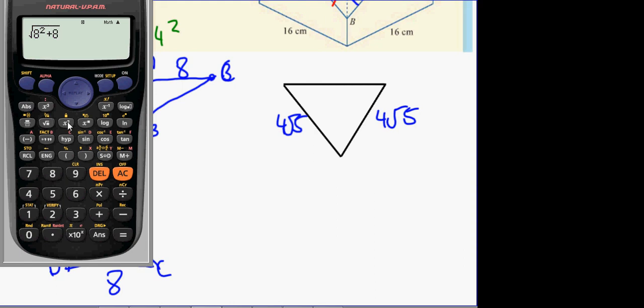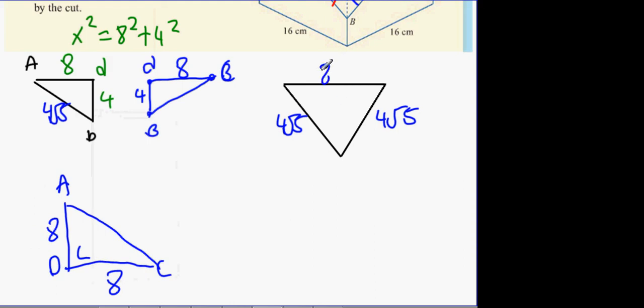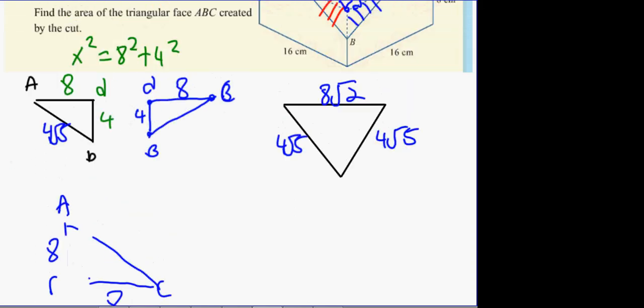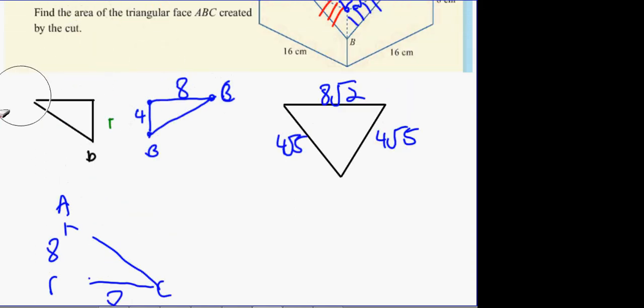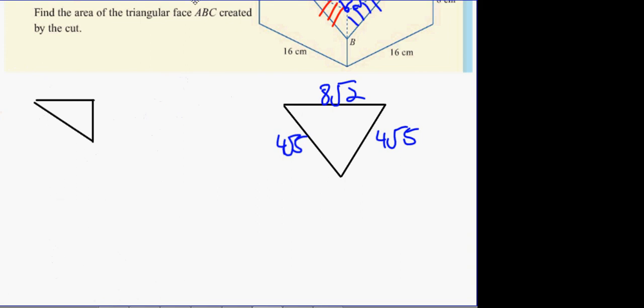Okay, just double check it this time. 8 root 2. There you go. We now have a choice. Here are our choices. We have 2 choices to get the same answer. Choice A is you use this formula here: S equals A plus B plus C over 2.